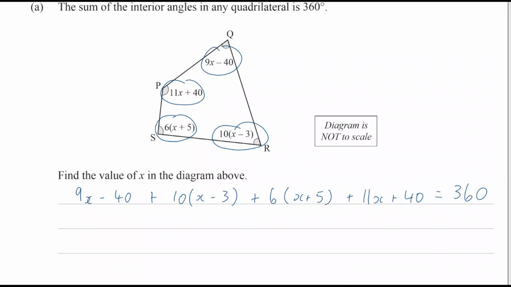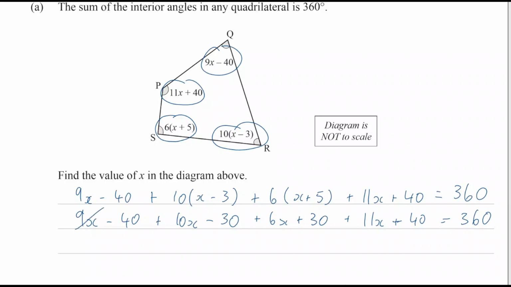Okay, so now we have a few x terms floating around, so let's expand and group like terms. So we'll expand first. 9x minus 40 stays the same. Expanding this out gives 10x, 10 times x, and then 10 times minus 3, minus 30, 6 times x, and 6 times 5 is 30. The 11x and 40 stay the same. All equals 360. Now we can group like terms.